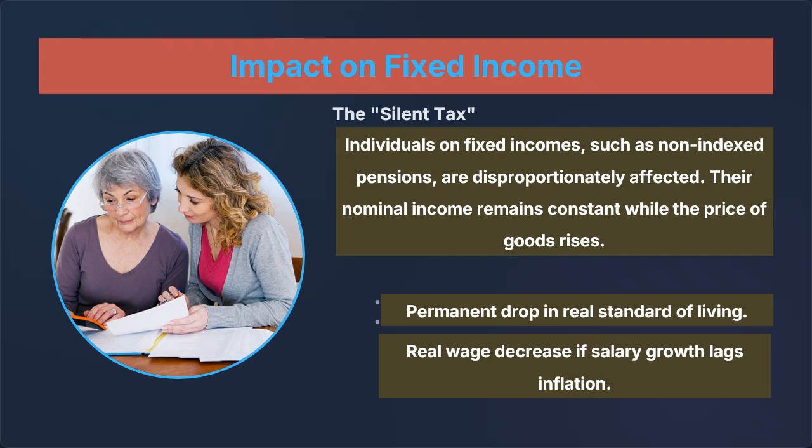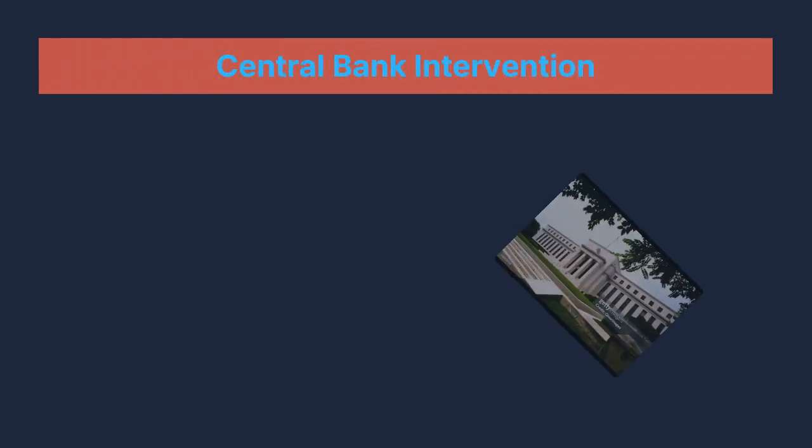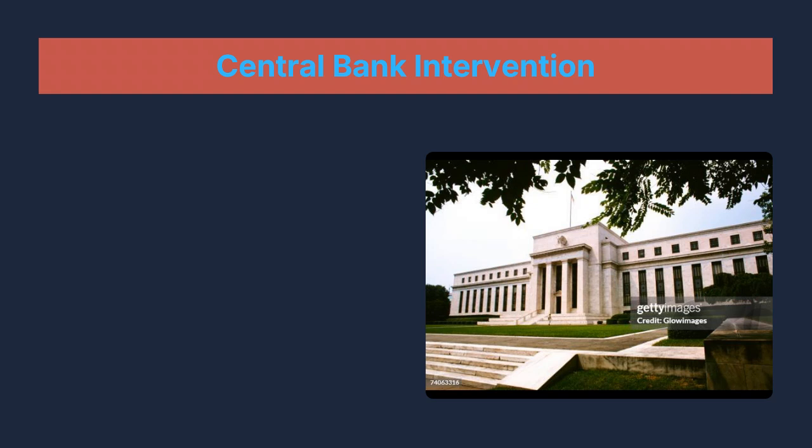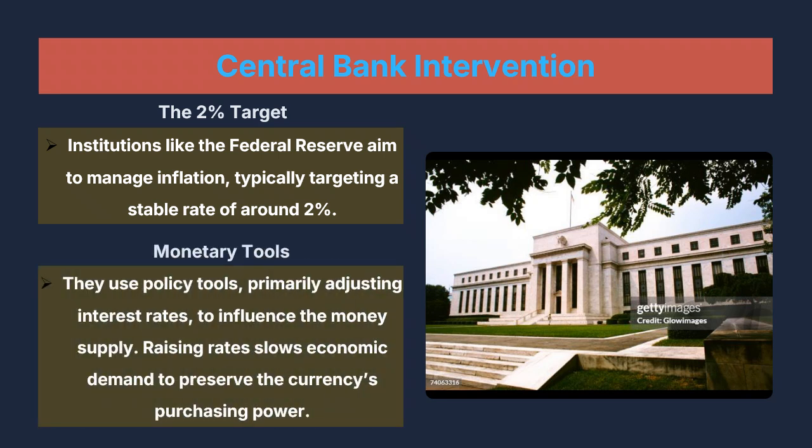Central bank intervention. To combat this, central banks like the Federal Reserve step in. Their primary mandate is usually to keep inflation tethered to a target of around 2%. They utilize monetary tools, principally the manipulation of interest rates, to control the money supply. By raising rates, they attempt to slow down economic demand, thereby preserving the purchasing power of the currency.